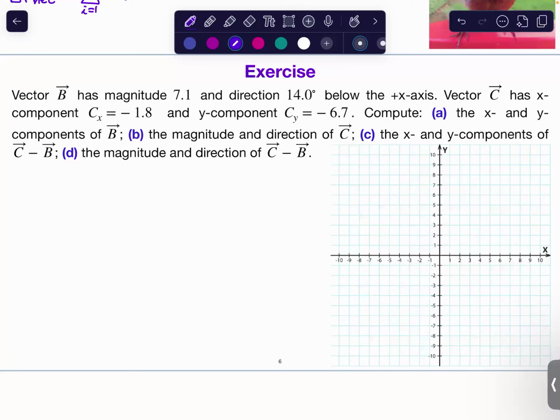So let's say we have a vector B. It has a magnitude of 7.1, direction 14 degrees below the x-axis. Which quadrant will that be in? 4. Draw that in, kind of eyeballing 14 degrees.